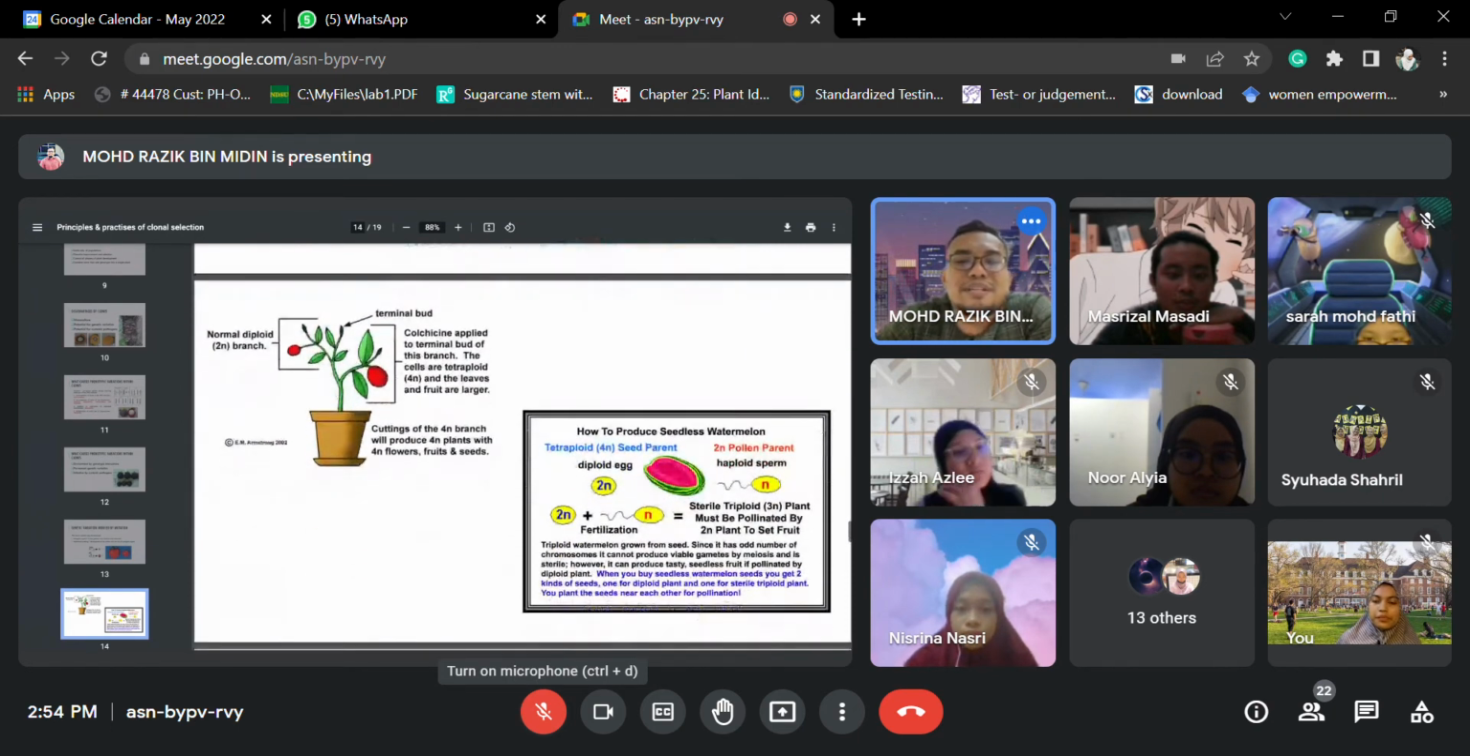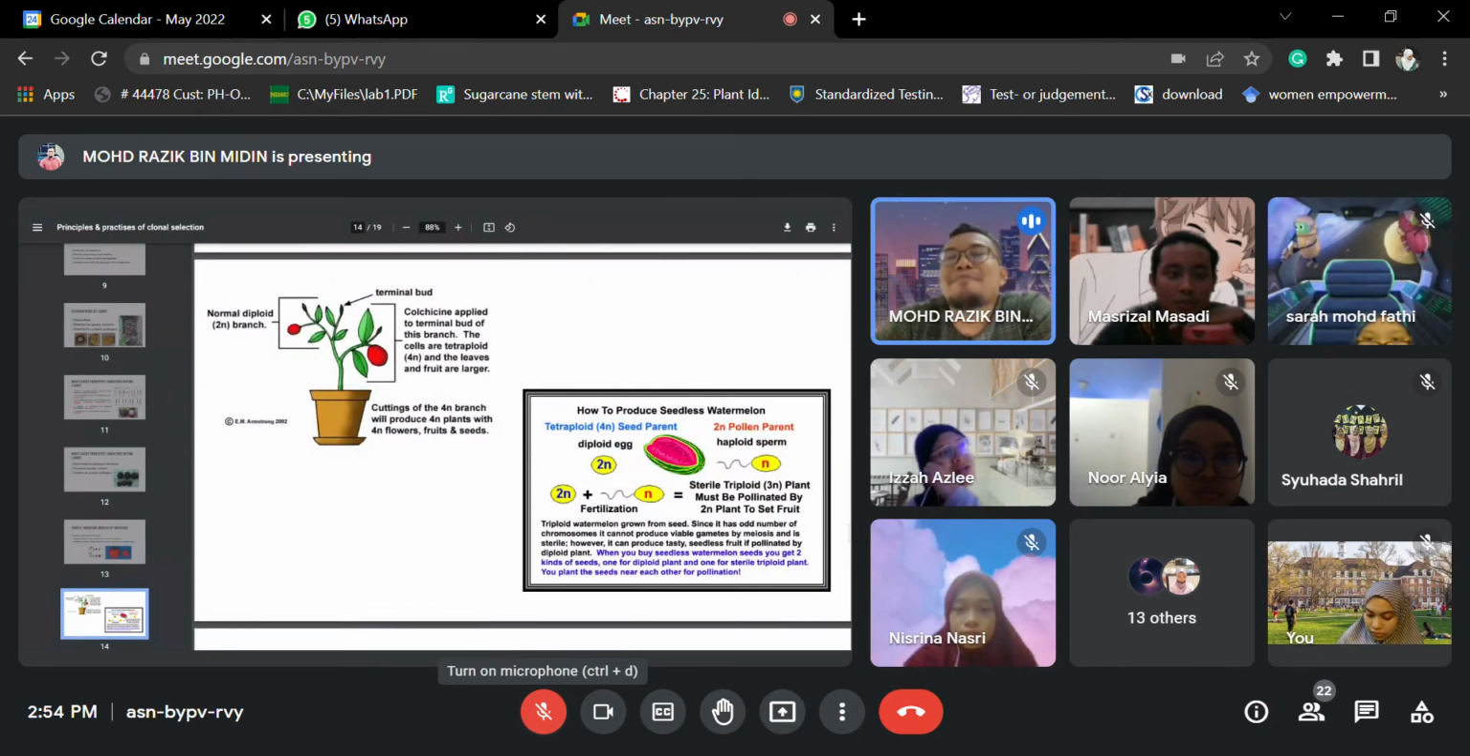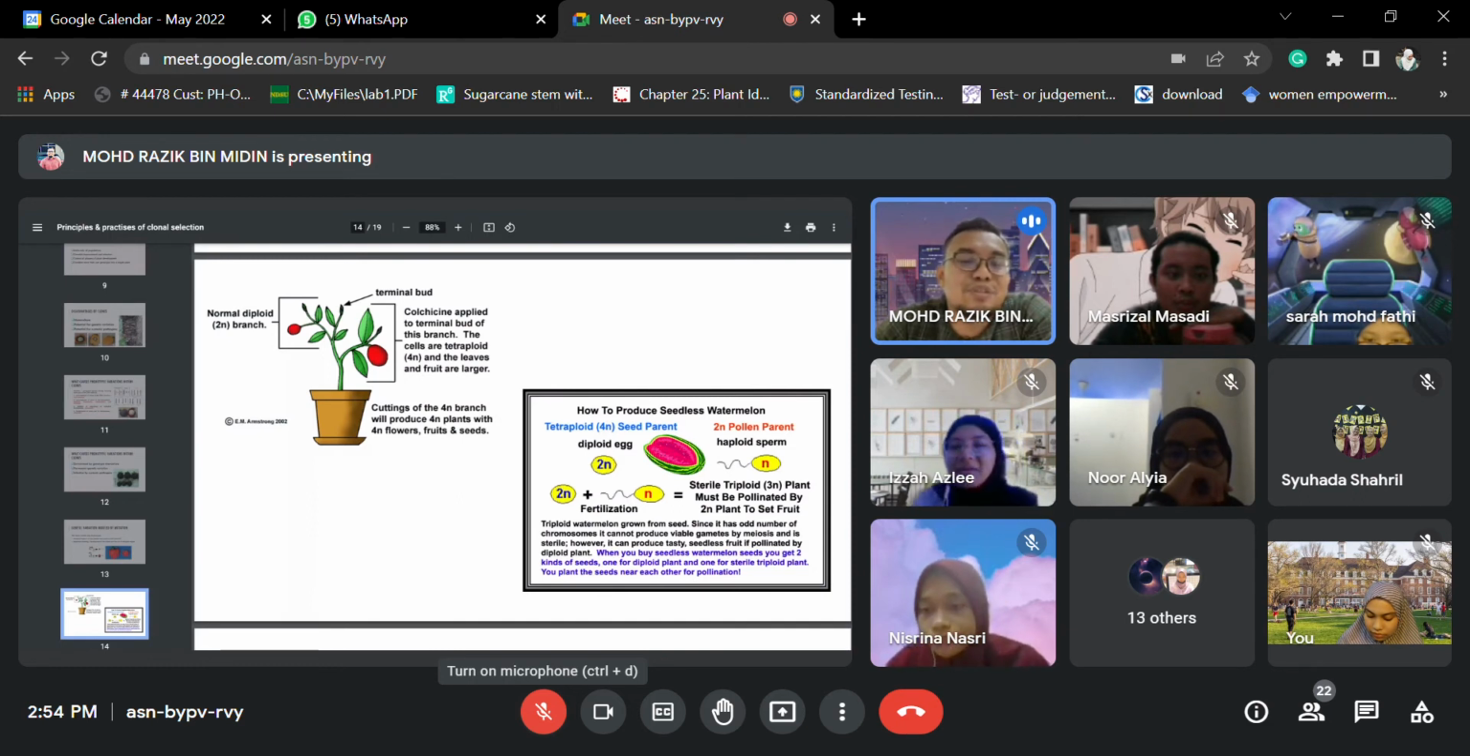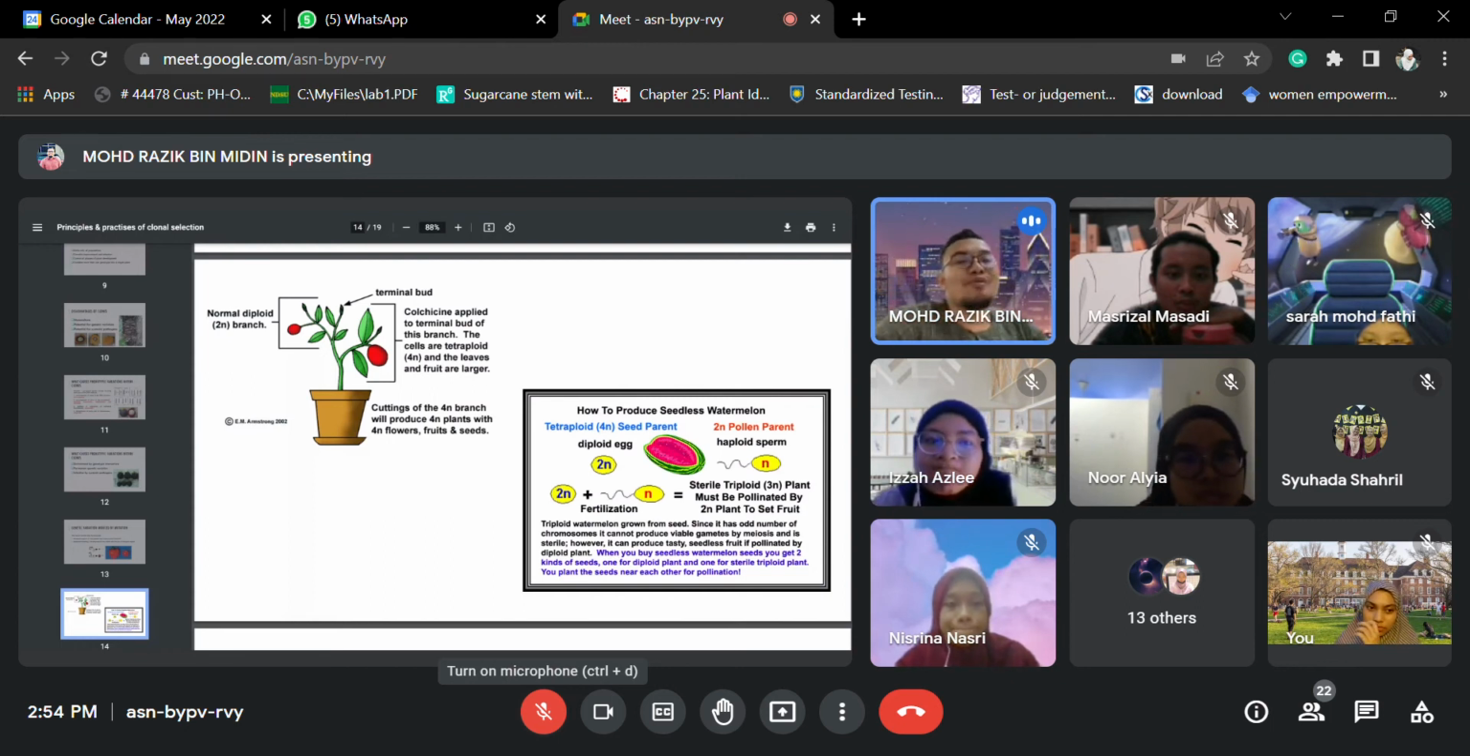So the treatment can be done by attacking specific part or specific branch. For example, kalau kau tengok gambar kiri tu, satu cabang pokok dia still buah dia size yang sama, normal, 2N, kecil. And another pokok kita inject dengan colchicine untuk this branch.